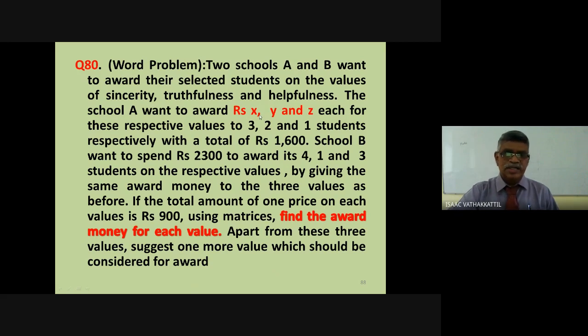Suppose we take it as X, Y, and Z. What will be the first form? Total amount for one prize on each value is 900. That means if I take X, Y, Z, you can form the equation X plus Y plus Z is rupees 900, and rupees 2,300 for 4, 1 and 3 students for this award, and rupees 1600 for 3, 2 and 1 students. So we form the equations like this.